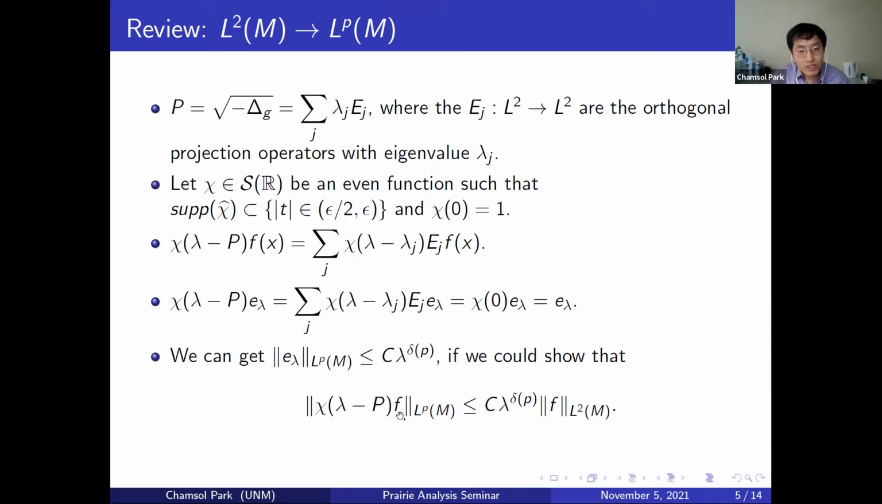I mean, if you replace this F by E lambda, then we are going to get this just because of the fact that we are thinking about the L2 normalized eigenfunctions of the Laplacian E lambda. So we want to think about this one first in this talk. And this question was already solved by Sogge.